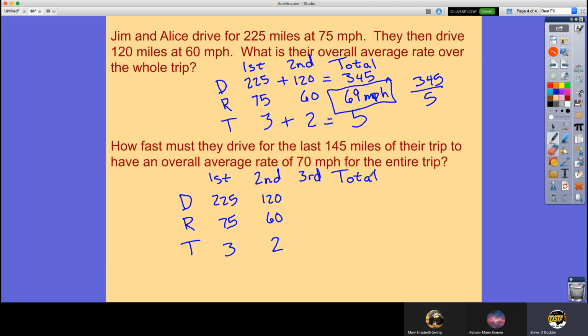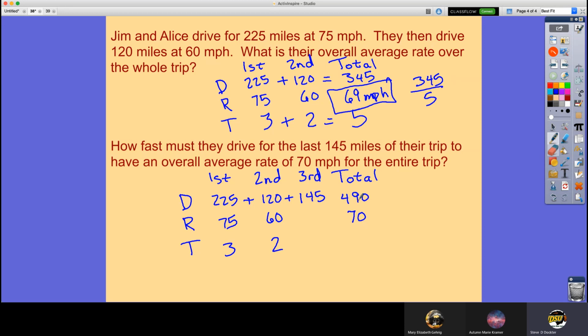All right, so from there, we just need to fill in the stuff that we know. Things that we know: the last leg is going to be 145 miles. So we're going to put that in for our distance. Another thing that we know is we want our total overall average rate to be 70 miles an hour. We can put that in for the total rate here. All right, and then we can figure out some other stuff. Do we know what the total distance is? How do we do it? Yeah, we just add these together. So 345 plus 145 is 490.